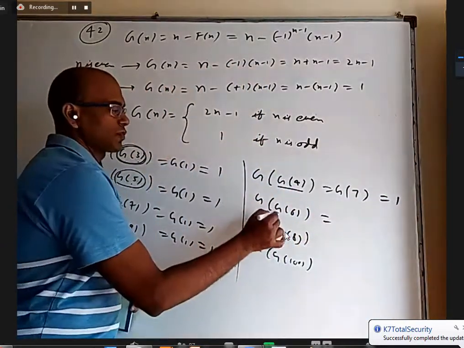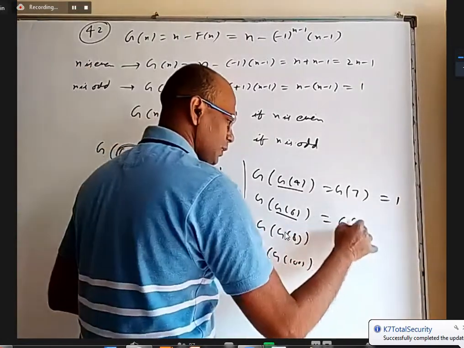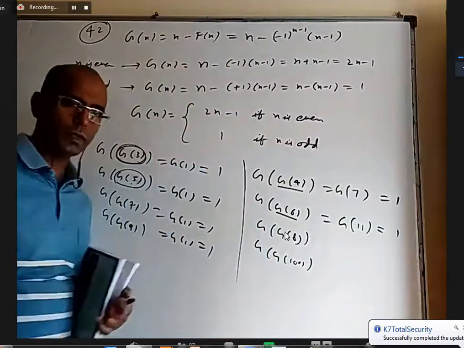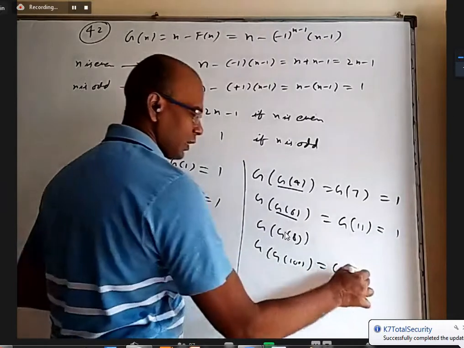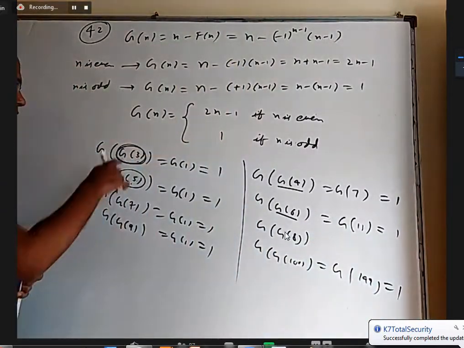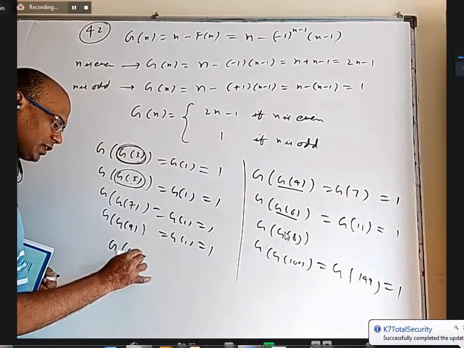If you take g of 6, you have to put 6 here. 2 sixes are 12 minus 1, 11. The inner part is 11. Again, 11 is odd. I have to use this definition. 1. So even if you use 100, g of 100 will be 199. But 199 is odd, again it will be 1. So you put any even number or any odd number, g of n is 1.